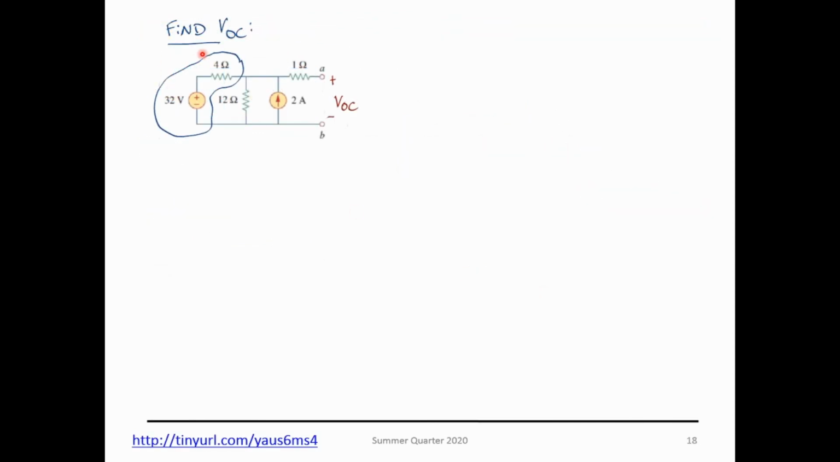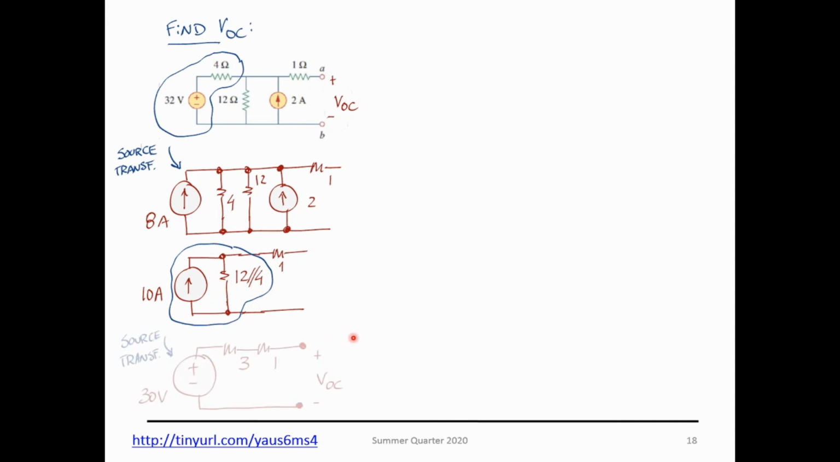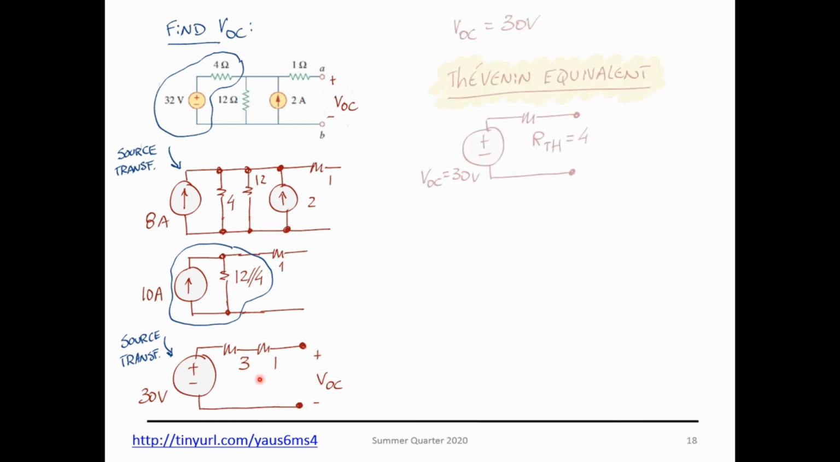Now let's go and find the open circuit voltage. Let's start with source transformation. So I can pick up the 32 divided by 4, get 8 amps, and that 4 becomes in parallel. And now I can simplify even further. I can put these 2 resistors together and add those 2 currents together, and you get your 10 amps and the 12 in parallel with 4. Apply another source transformation over here, and I get 30 volts and 4 ohms. So my open circuit voltage is 30 volts.